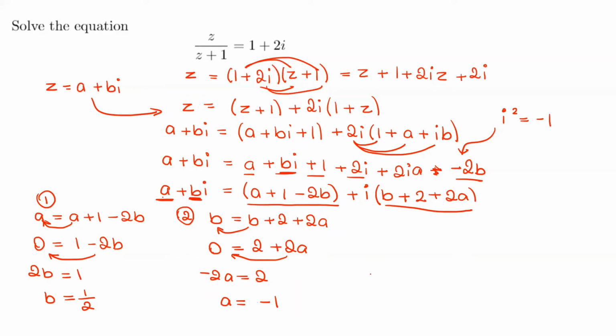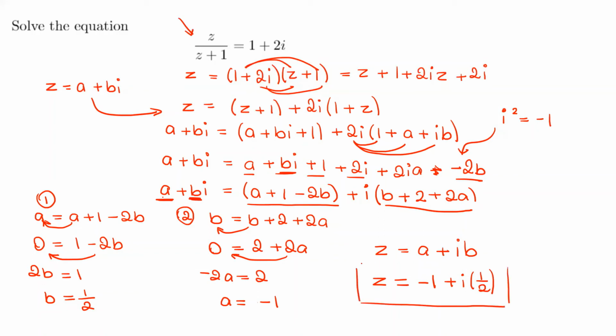So we're going to have to write z, which was equal to a plus ib. What we're going to do now is substitute in a and substitute in b. We know a in this case we found to be minus 1, and b was equal to a half. So the complex number that's true for this equation will be z is equal to minus 1 plus i multiplied by a half.